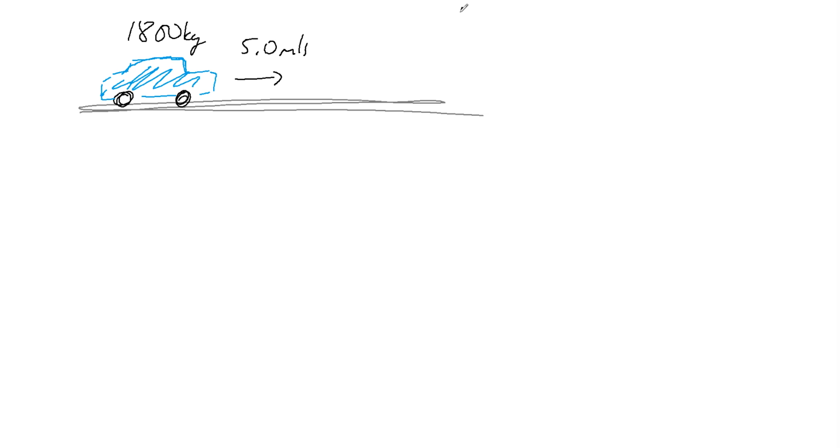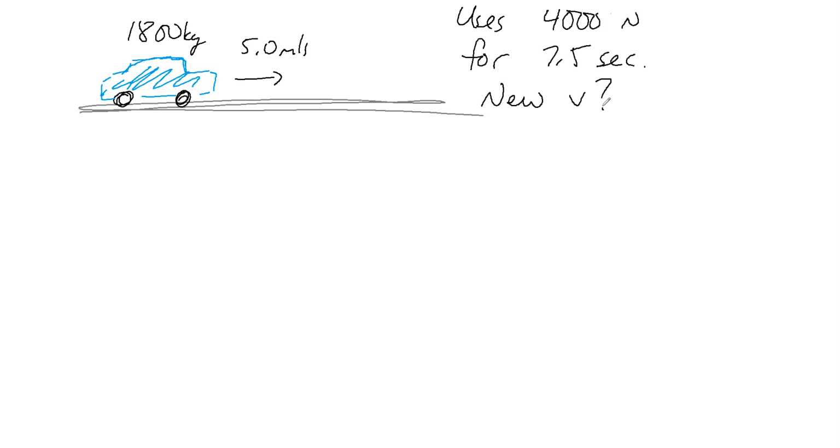And let's say it uses 40,000 newtons in order to accelerate. Actually, 40,000 is quite a bit. Let's just say 4,000 newtons. So let's say that car uses 4,000 newtons for 7.5 seconds. So what would the new speed be? Just basic dynamics, kinematics type questions. So let's just start easy.